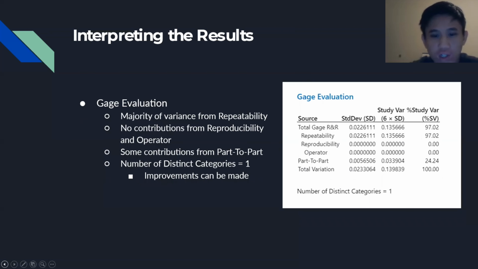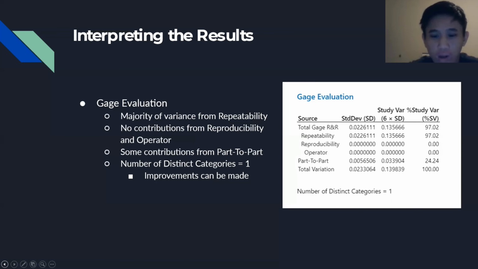So the gauge evaluation tells us a similar thing as the components of variance. Again, a majority of the variance comes from the repeatability, and no variance comes from the reproducibility. And the total gauge R&R makes up for a majority of the variation in the process. Again, there are slight contributions from the part-to-part aspect, which comes from the process itself.